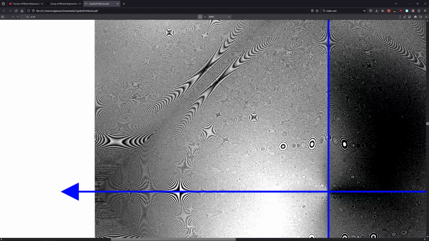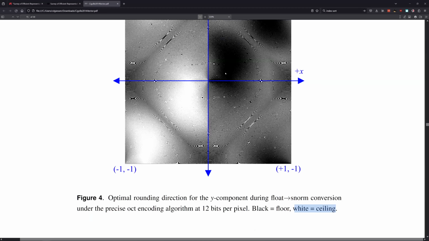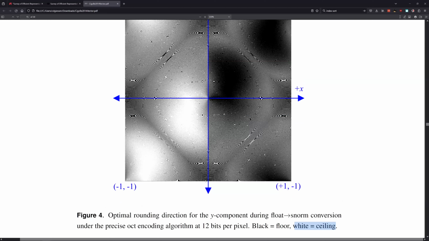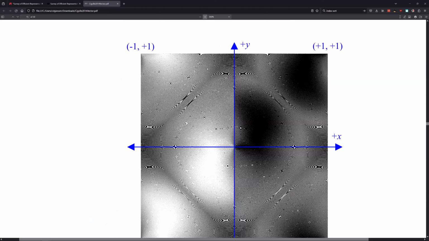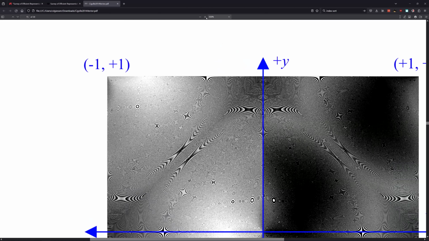I thought it's showing the magnitude of the error. But I don't know. I assume that 50% gray would be precise or something, and then white would be off in one direction, black would be off in the other direction.